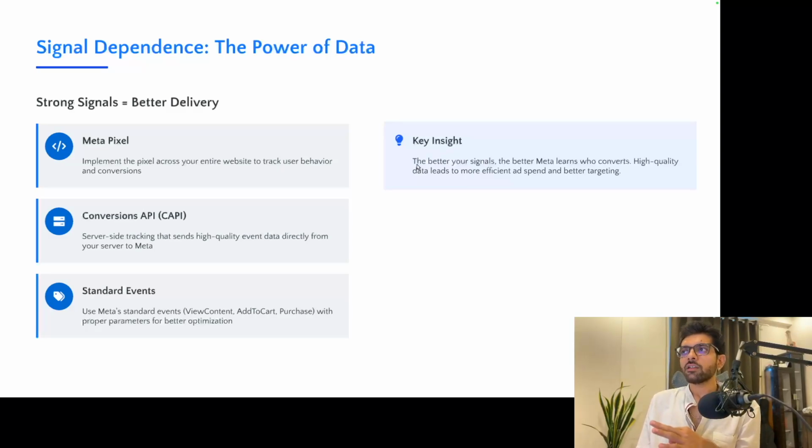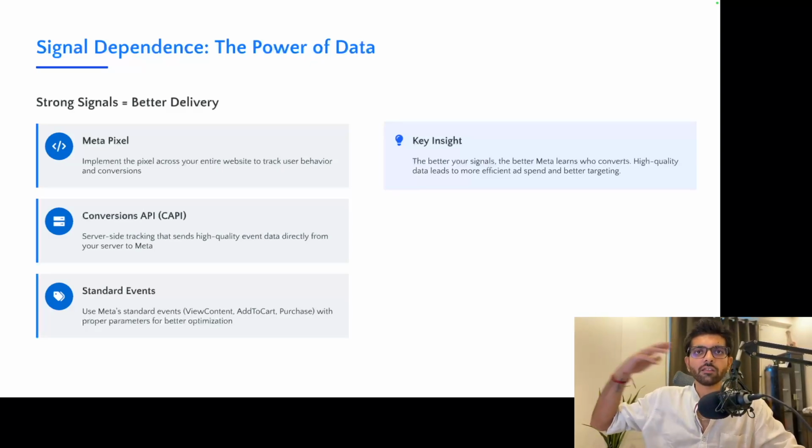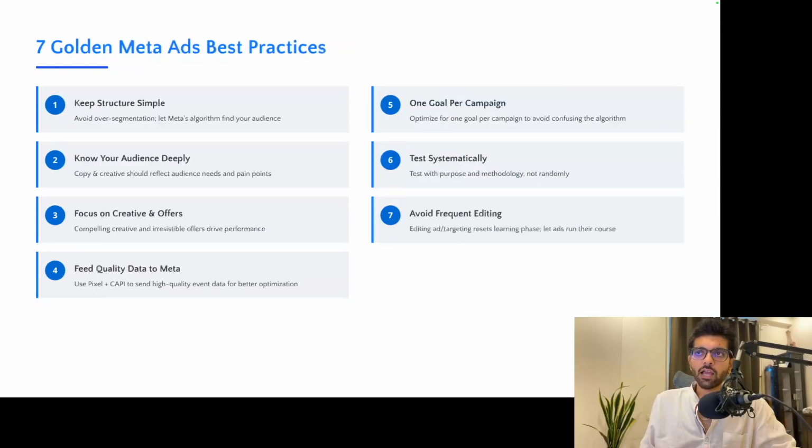So the key insight over here is the better signals you are sending to Meta, the higher quality data leads to more efficient ad spends and better targeting. In case of lead generation also, as I had mentioned, if you're only sending lead form filled data and it is not having information regarding who are the qualified leads, it will keep finding people who will fill the form. But after filling the form, let's say 100 people fill the form, only 20 people were really interested in your service and Meta is not aware of those 20 people, it will still keep finding those 100 people, right? So with conversion API and Meta pixel, you actually can solve this and deliver better signals to the algorithm, right?